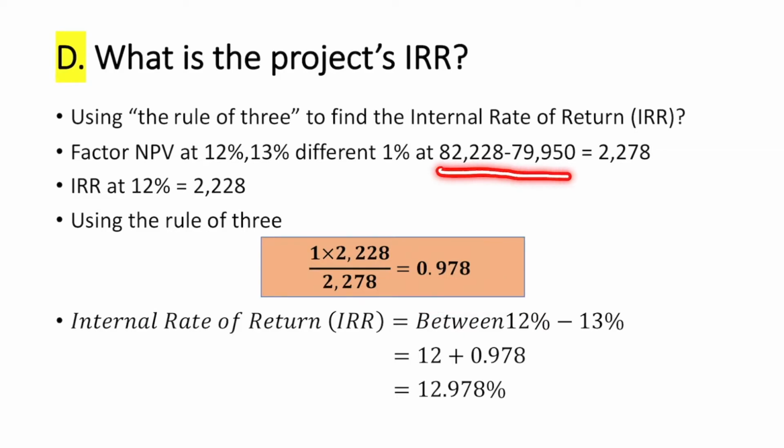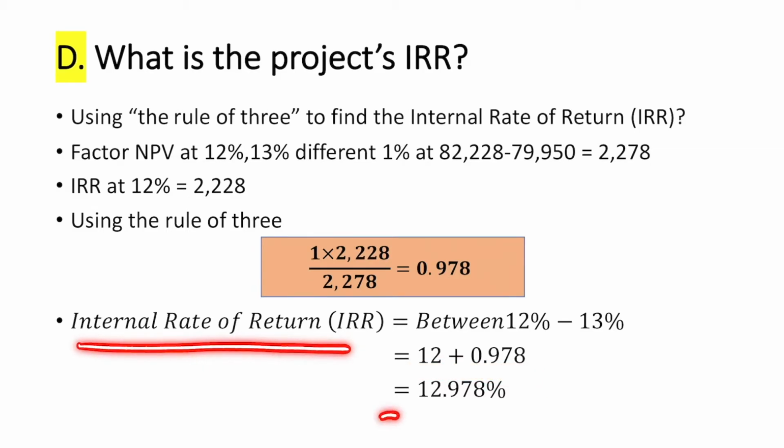That becomes 82,228 minus 79,950. So the result of the rule of 3 is 0.978, and the answer of IRR is between 12% and 13%. That means 12 plus 0.978. So the real answer is 12.978%.